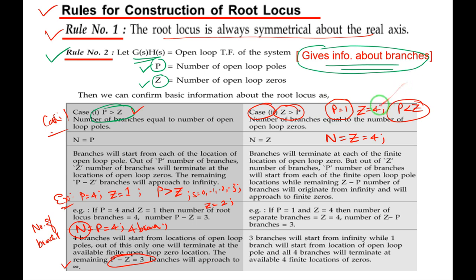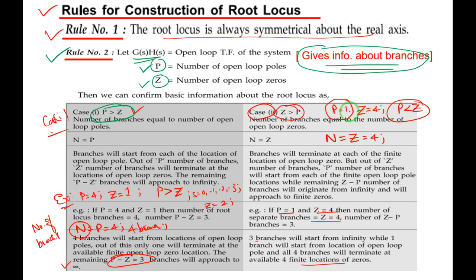And all the branches will terminate on the available open loop zeros because 4 zeros are there. So 4 branches are there. One of the branches will start from the available open loop pole. The remaining 3 branches will start from infinity because there is no pole here, but they will terminate on the available zeros. In this second case, the same thing is written here: p equal to 1, z equal to 4. So the number of branches is 4. 3 branches will start from infinity, while one branch will start from the location of the open loop pole, and all 4 branches will terminate at the available 4 zeros. The same thing whatever I have said.